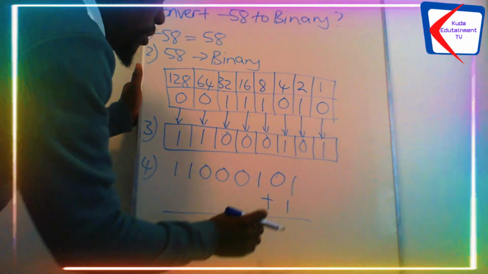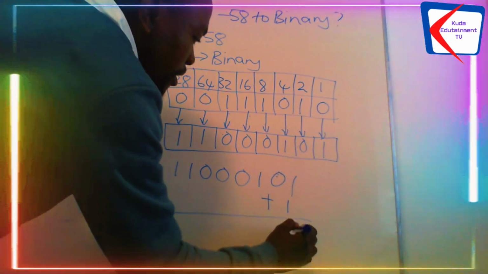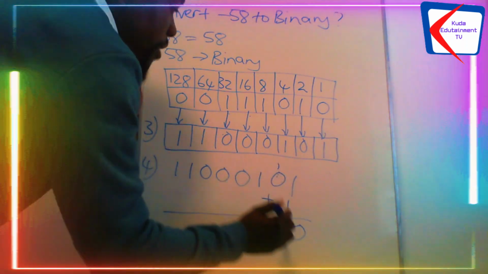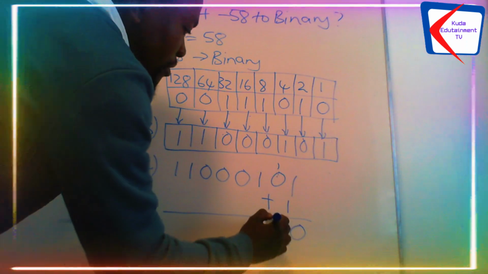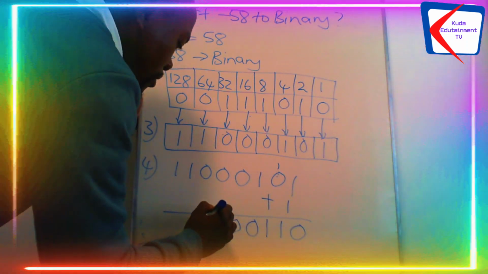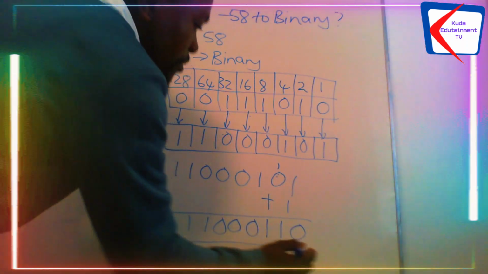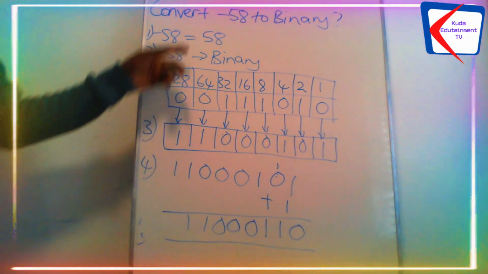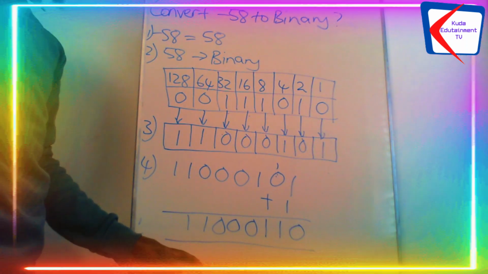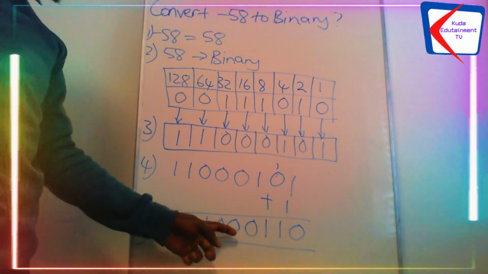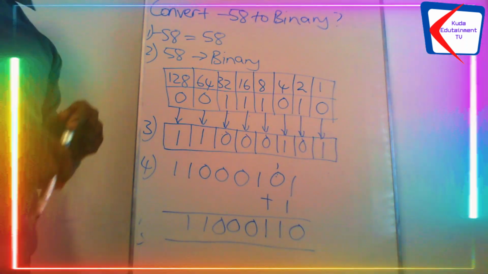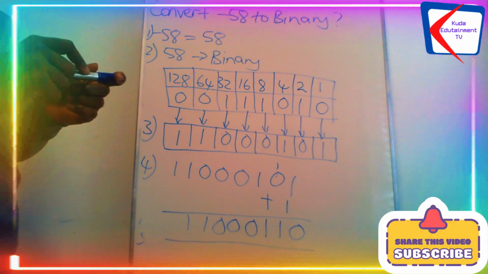Alright, so 1 plus 1 is according to those rules 0 carry 1. 1 plus 0 is 1. 1 plus 0 is 1. And then 0 0 0 1 1. So this is negative 58 in binary. So negative 58 in binary is equal to 1 1 0 0 0 1 1 0. So that is negative 58.